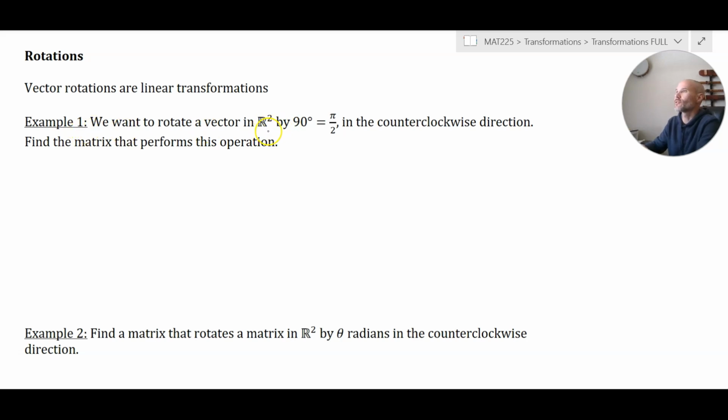So we want to rotate a vector in 2 dimensions by 90 degrees, which is pi over 2 radians, in the counterclockwise direction. Find the matrix that performs this operation. Okay, so we're going to start off by stating our transformation. It's going to take a vector in R2, and it's going to output another vector that will also be in R2. It's going to rotate it by 90 degrees. So that means that n is equal to 2 and m is equal to 2, and we expect A to be an m by n matrix, which should be a 2 by 2.